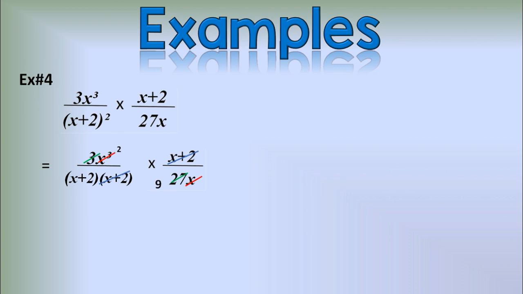Then we will reduce 27x in the denominator of fraction number 2 with 3x cubed in the numerator of fraction number 1. And after that, we will just multiply the rest and get the answer x squared over 9 multiplied to the expression x plus 2. And after solving it, we will get the answer x squared over 9x plus 18.